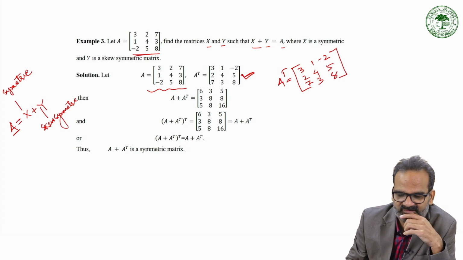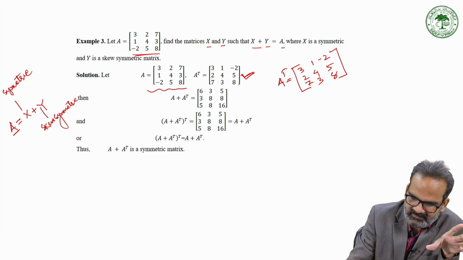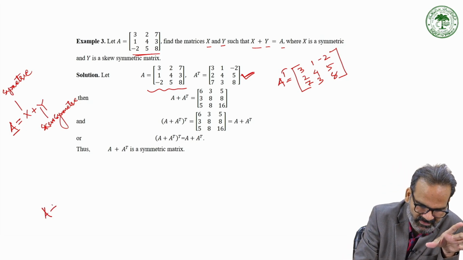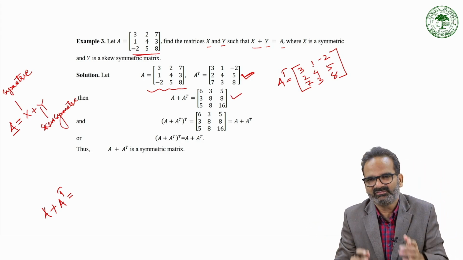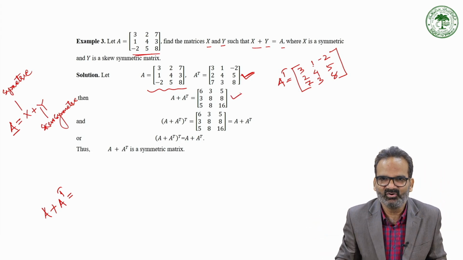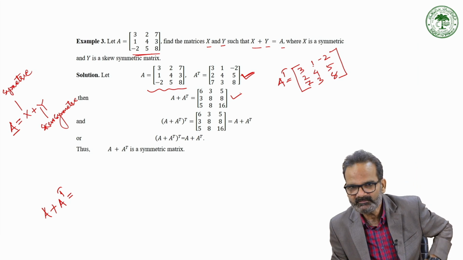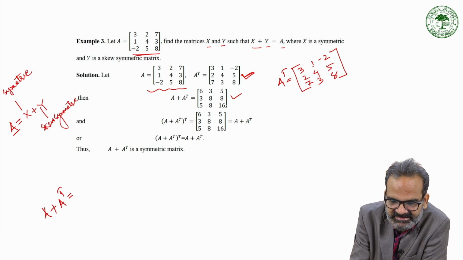Now add this A plus AT. How will you add up? 3 plus 3 is 6, 2 plus 1 is 3, 7 minus 2 is 5. So 6, 3, 5. Add up the two matrices. Addition of two matrices means add their corresponding elements, right? So A plus AT is this matrix.